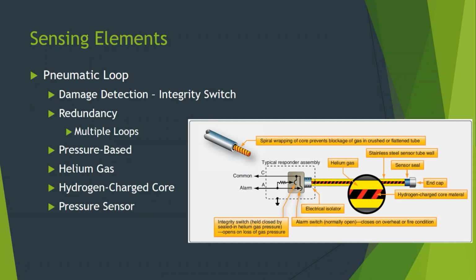What happens if we lose our helium gas in here? If we get a hole in one of these, it gets hit, you close a cowling and it nicks it, puts a hole in it. It's not going to work below the pressure, but we want to know that that's happened, right? So this integrity switch, which is normally held closed by the gas pressure, will open if there's no pressure in here at all because of a hole. So now there will be no current flow at all between the two leads.